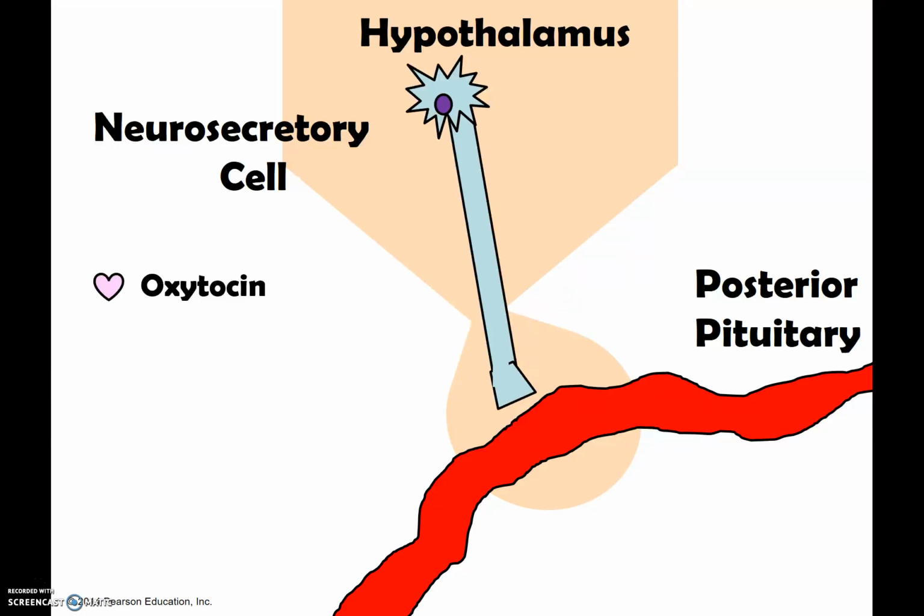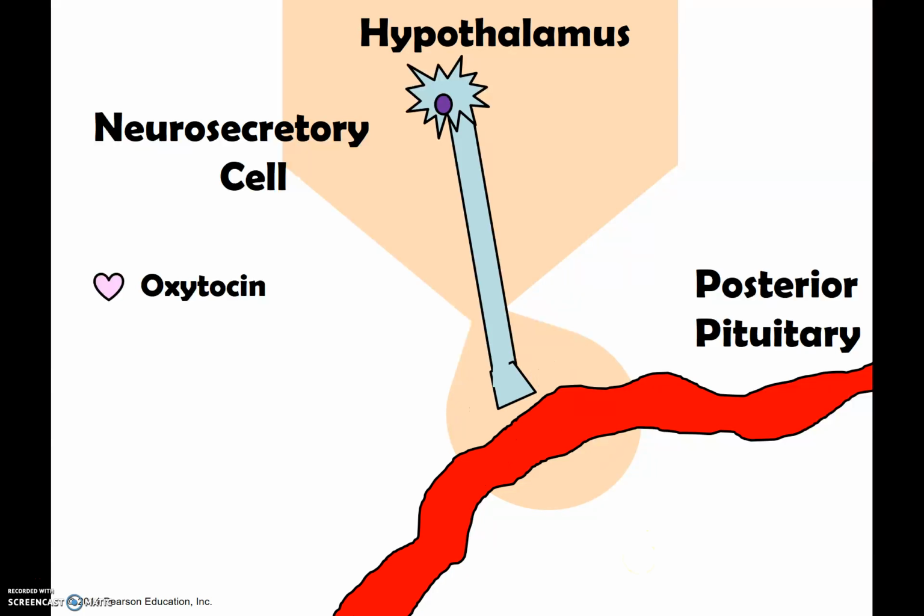So the first hormone we're going to look at is oxytocin. Oxytocin is the bonding hormone, the love hormone. That's why I have it as a heart. But the hypothalamus is the one that makes the oxytocin, and it's released from the neurosecretory cell and stored in the posterior pituitary until it's released into the bloodstream.